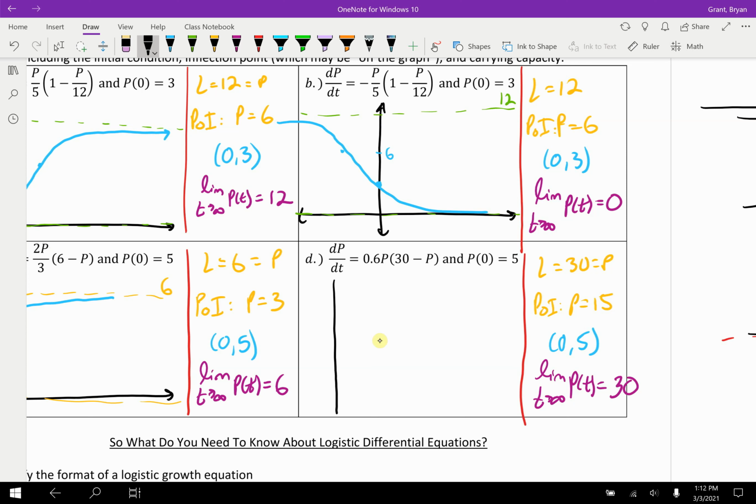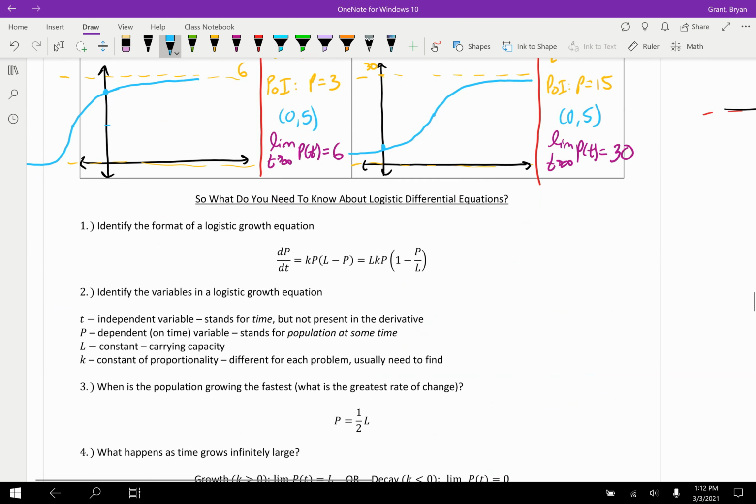Sketching the graph, though, just getting our last bit of practice in here. Okay. We know that this is 30 up here, and 0, 5, that's pretty slim down here. Point of inflection is 15. 15's in between 5 and 30, so I think that's going to occur somewhere up here. And so we have our logistic growth function.